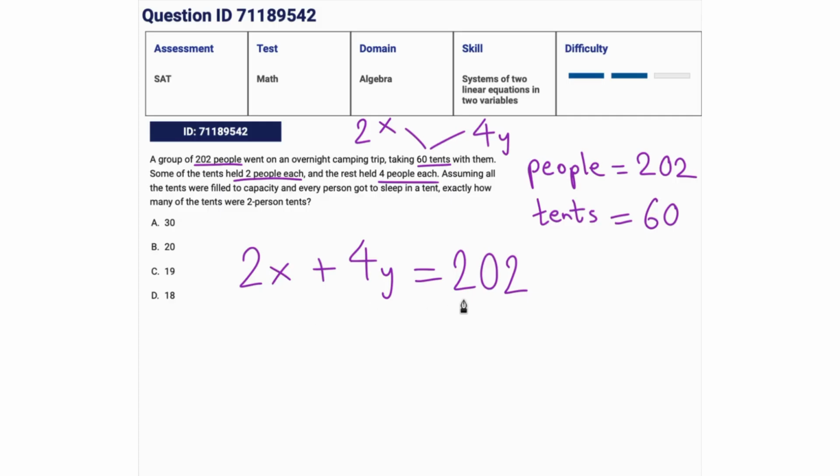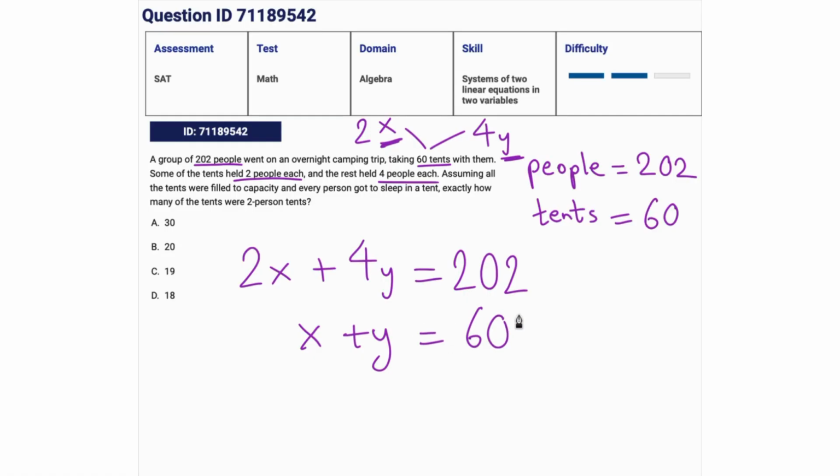And if you didn't get this, you'll get this second part now. How many tents do we have? We have X plus Y tents. So X plus Y equals 60.